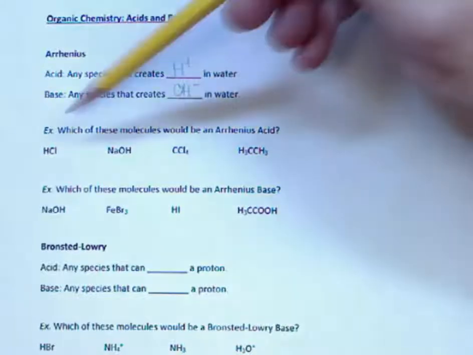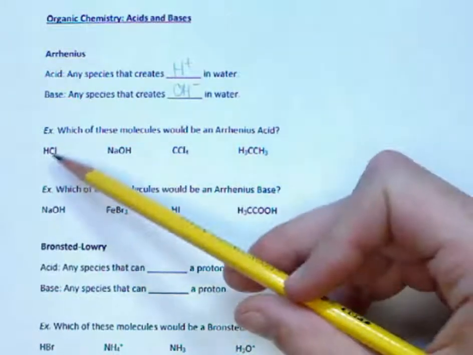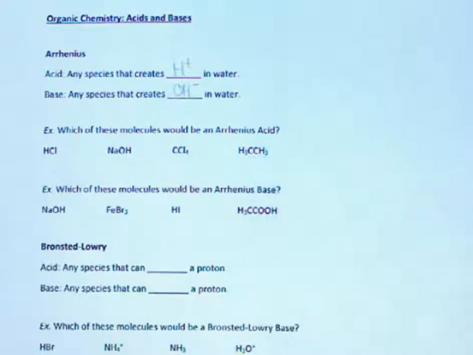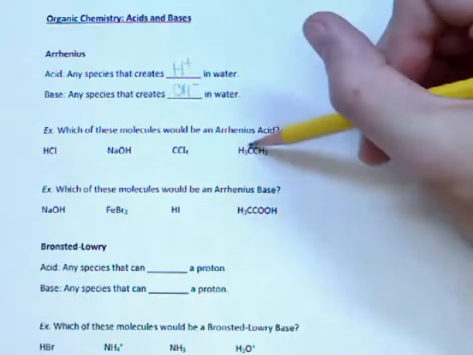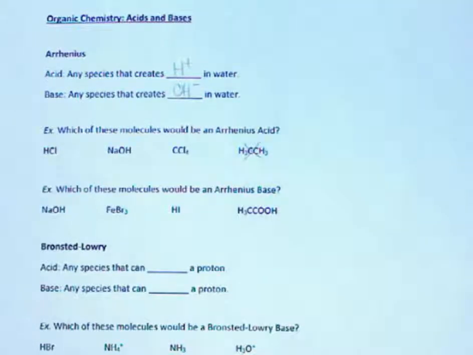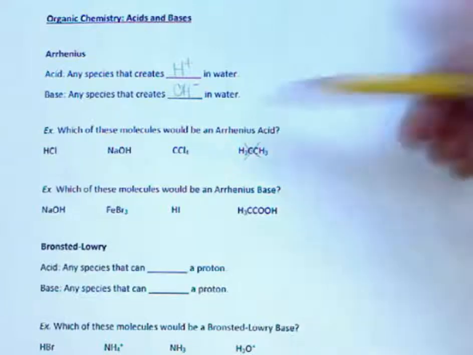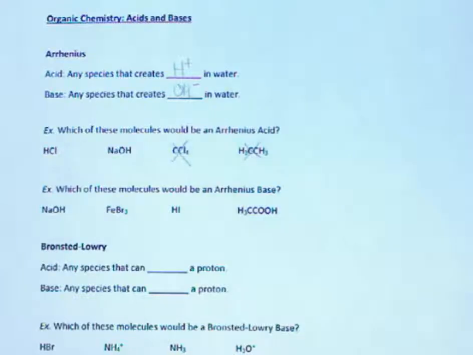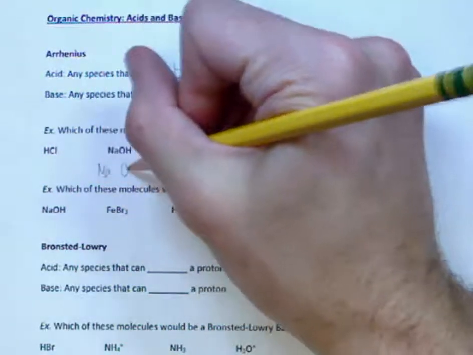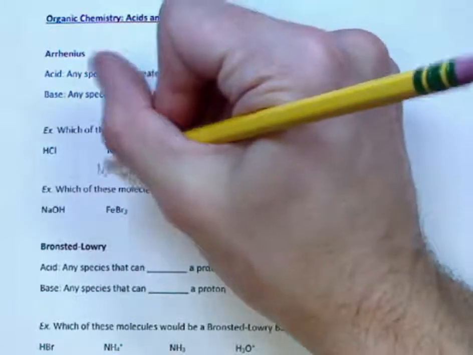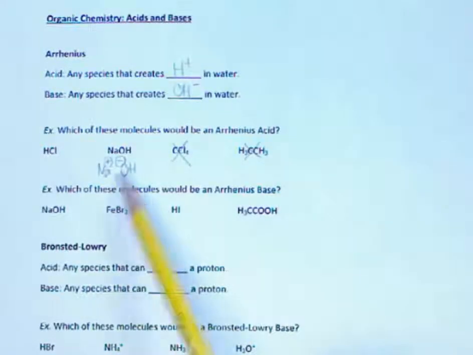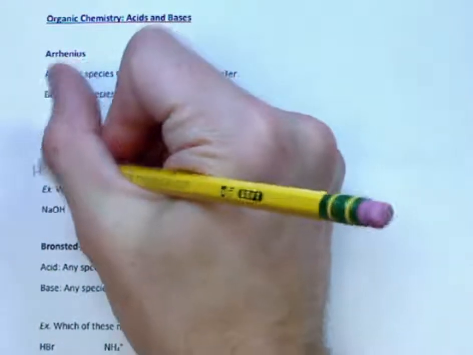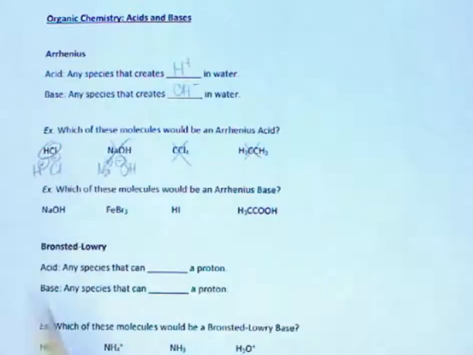So which of these molecules would be an Arrhenius acid? HCl, sodium hydroxide, CCl4, or ethane. Ethane is very inert, so it will not create H+ in water. CCl4 will also not create H+ in water. NaOH is a salt, so that will not create H+ in water. So we have HCl, our final option, which will create H+ in water.